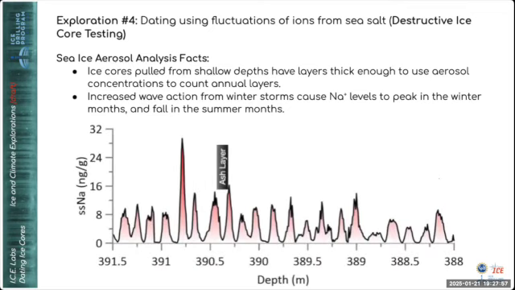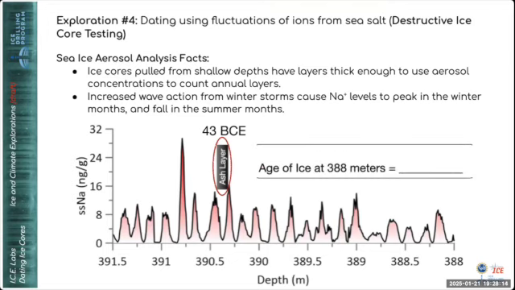So there is sea salt data for an ice core, along with our ash layer that we know is exactly 43 before the Common Era. So in this exploration, we'd be asking, hey, could you or your students calculate the age of the ice at 388 meters? And again, each one of these peaks is going to be a peak in the wintertime.